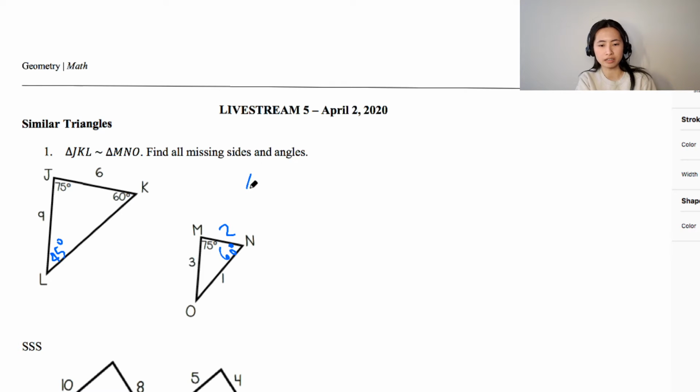To find angle L, you take 180 minus 75 degrees plus 60 degrees, and we know that this is equal to 45 degrees. Because the angle L is going to be exactly the same measurement as angle O, since the angles of two similar triangles are exactly the same, this is 45 degrees.